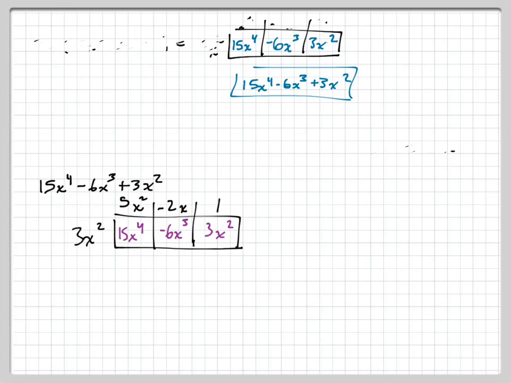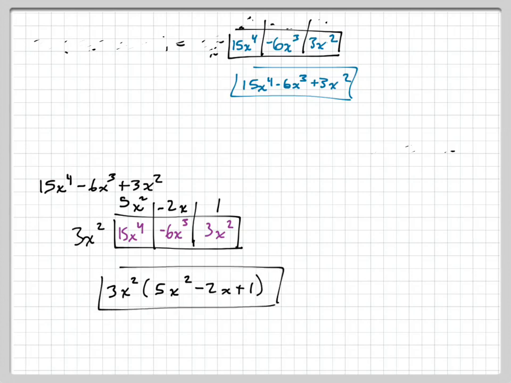So now I write my answer out. You go 3x squared times the top, which is 5x squared minus 2x plus 1. And that is the answer when you're factoring.